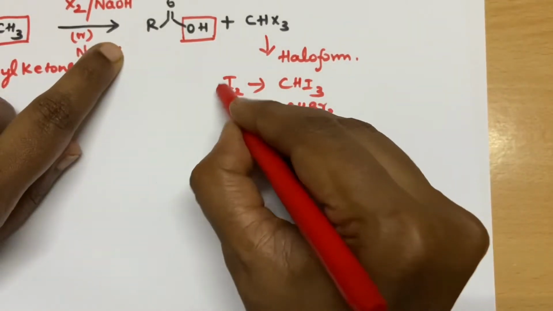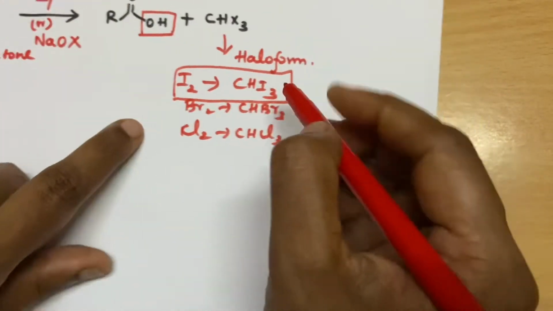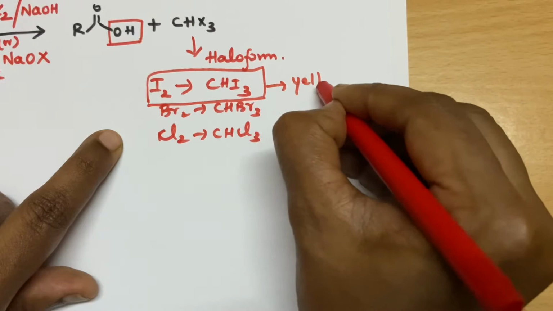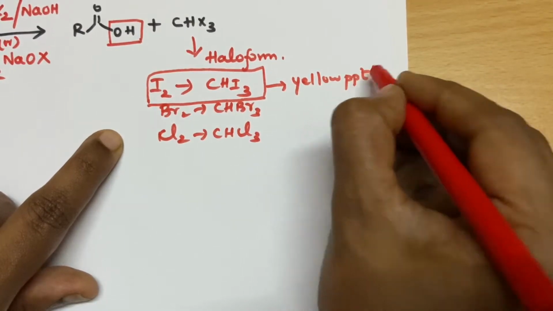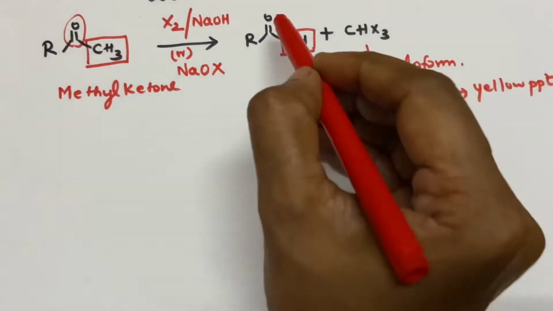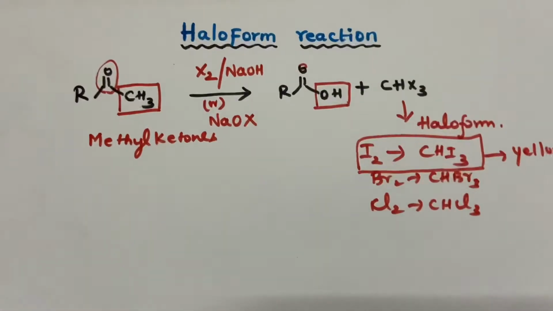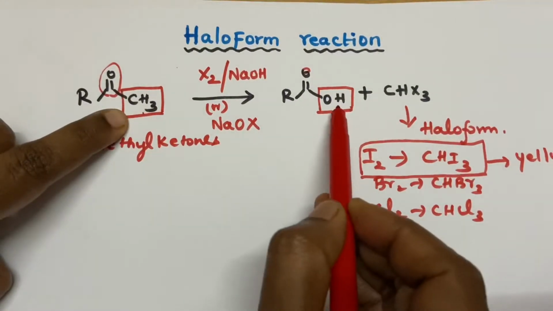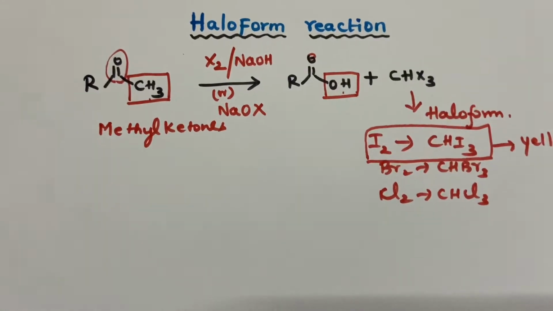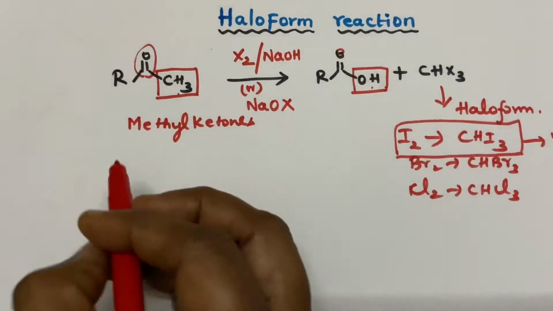So this is very important for detecting the methyl ketones, as it gives you yellow precipitate. So soon as you see yellow precipitate, it is a confirmation test for methyl ketones. So what is happening, students? See, CH3 is replaced with OH. So why we are using this reagent, I'll tell you.